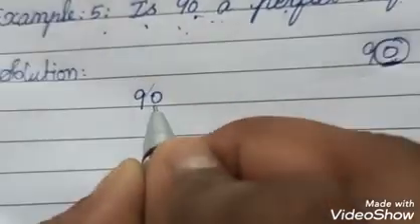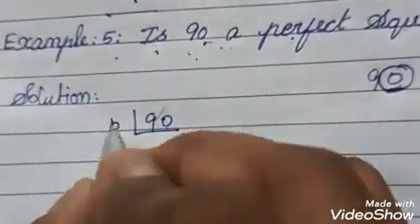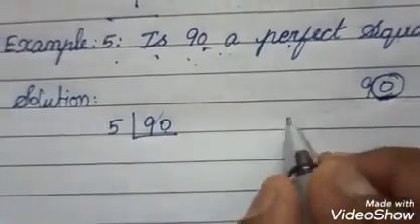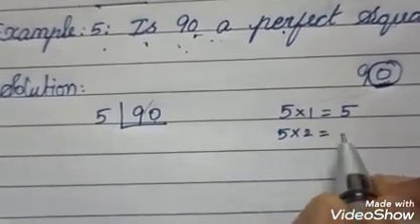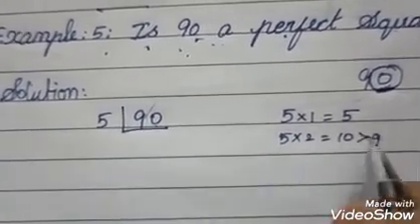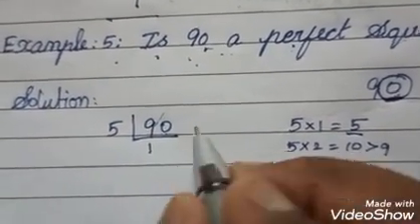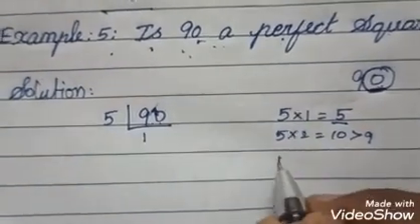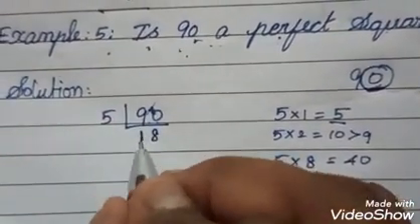So now you go with the prime factorization. 90, the number ends with 0. So here I take a 5. Why do I take 5? Because it is easy to calculate. 5 ones are 5 and 5 twos are 10. So 10 is greater than 9, so we take 5. How many times? 1 time. What is remaining? 4. So now it becomes 40. How many times? 5 into 8 becomes 40. So 8 times.